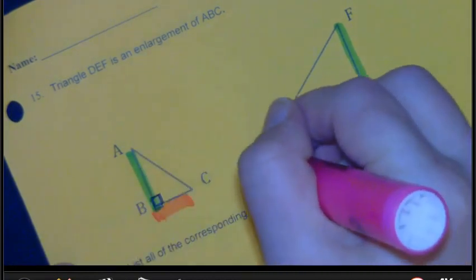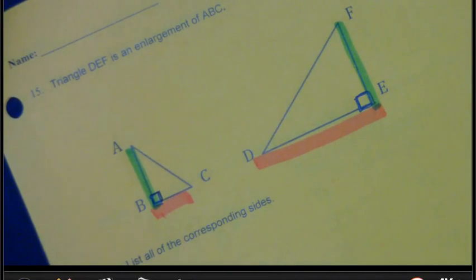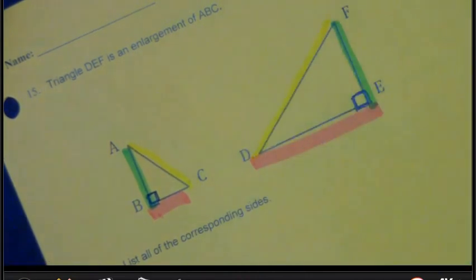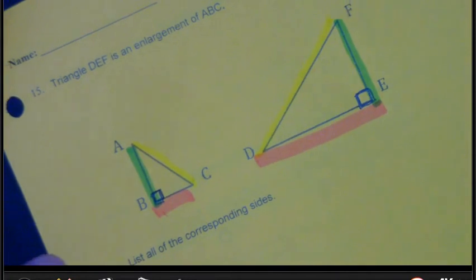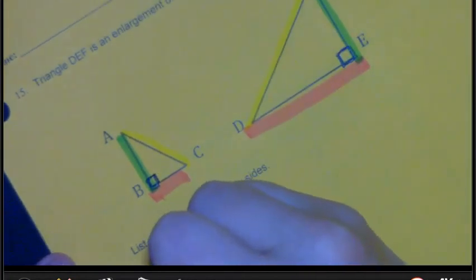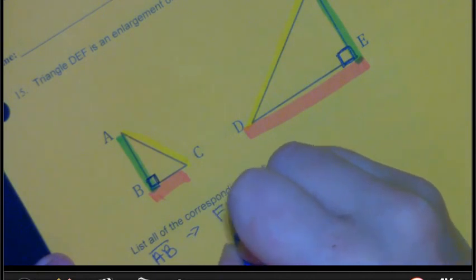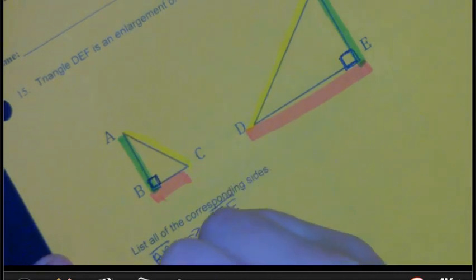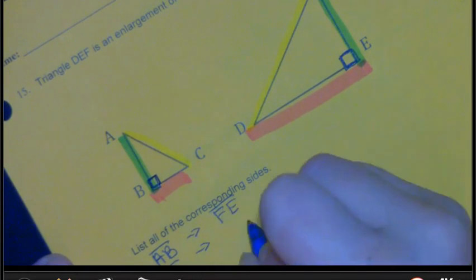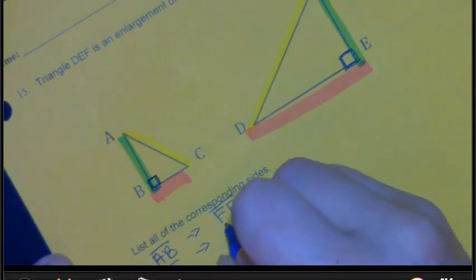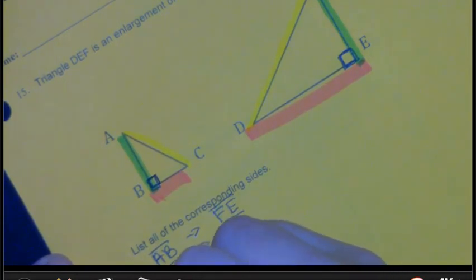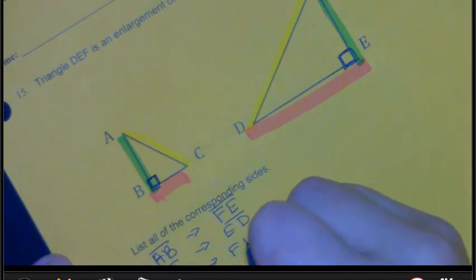BC needs to get highlighted the same color as ED. And then AC is highlighted the same color as FD, as in those are corresponding sides. So let's go ahead and write that. So I know that AB is corresponding to FE. BC corresponds to ED. And then AC corresponds to FD.